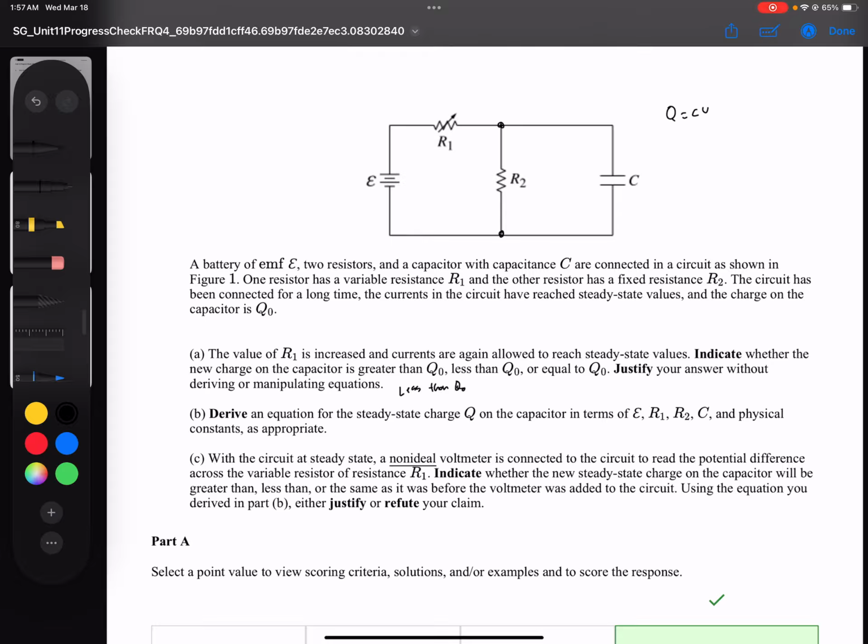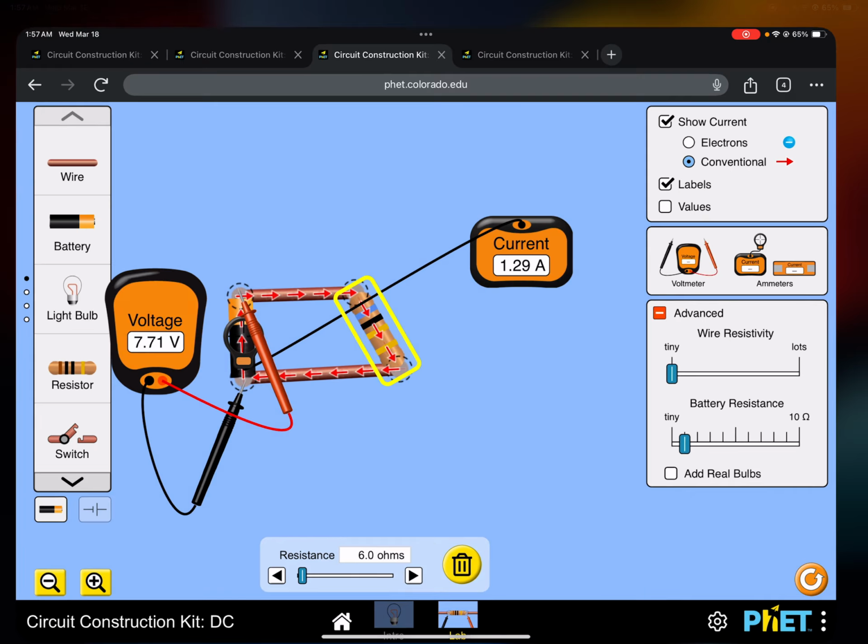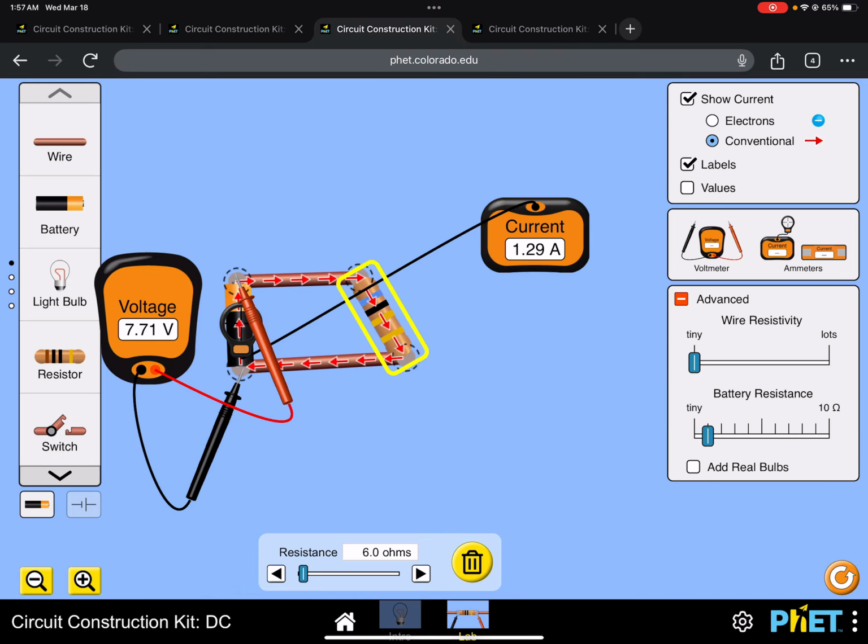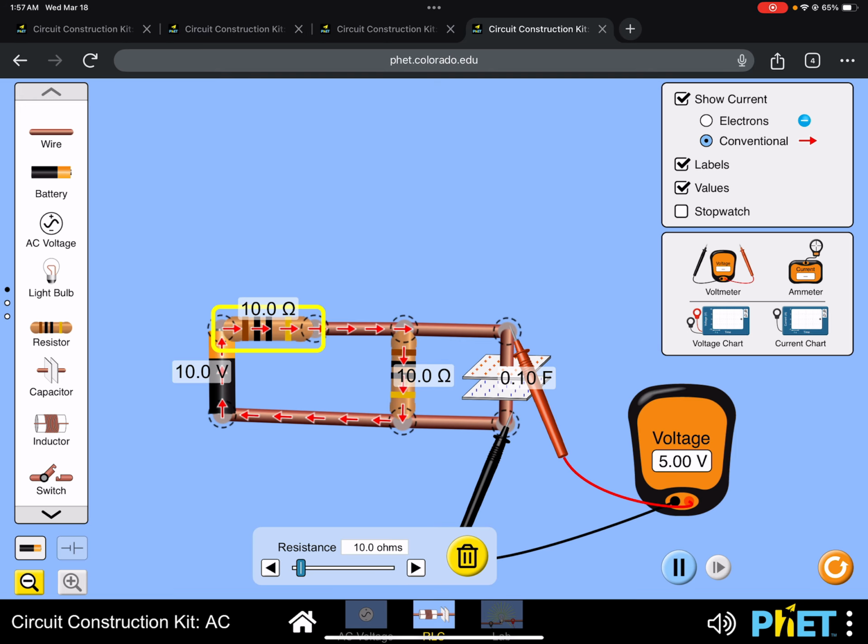Then we have to derive an equation for a steady state charge on the capacitor. And then we have to see what happens when we connect a non-ideal voltmeter. So last circuit I want to show off. Here we go. This is the circuit. So now we have here, it has reached steady state. We see that the voltage across the capacitor is 5 volts.